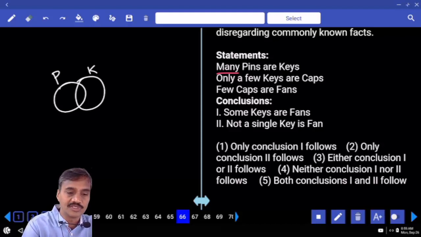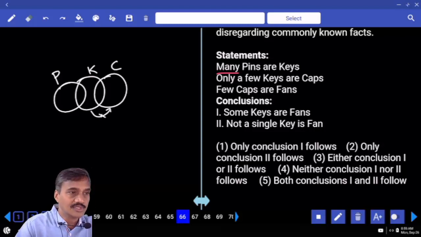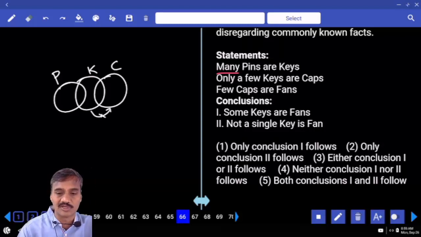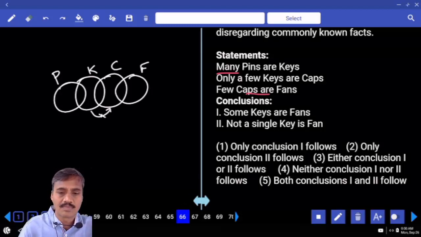And only a few keys are caps. Only some of the keys are caps, but not all. And a few caps are pens. Some caps are pens. Together, only a few keys are caps. Then the first conclusion: some keys are pens. Key here, pen here, there is no intersection between these two.